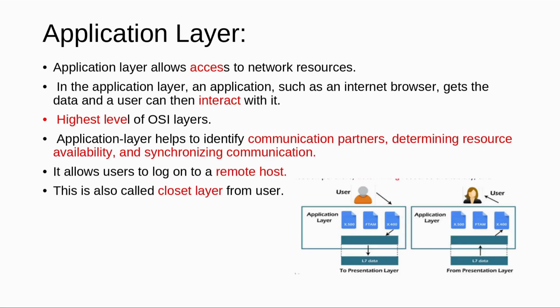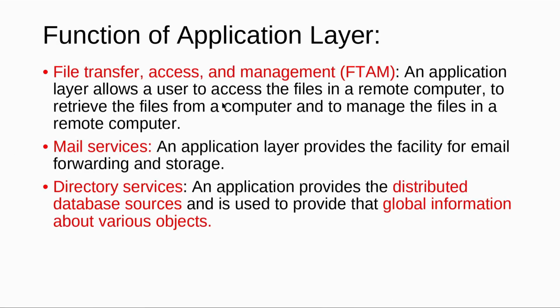Another layer is the application layer. The application layer allows access to network services. It is the highest layer of the OSI model, and it is the closest layer to the user as well. In this application layer, an application such as an internet browser gets the data, and a user can then interact with it. So the application layer helps to identify communication partners, determine resource availability, and synchronize communication. As you can see, we as users use the application layer, such as a browser, and the presentation layer is this. So let's move on to the functions of the application layer.